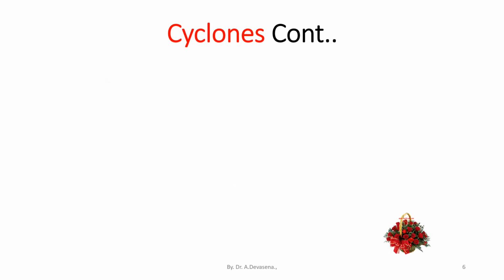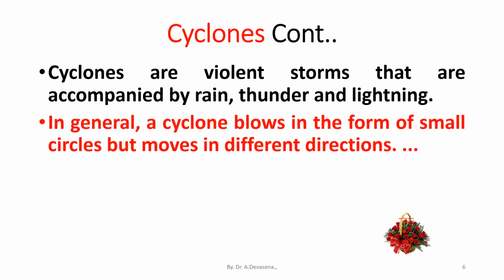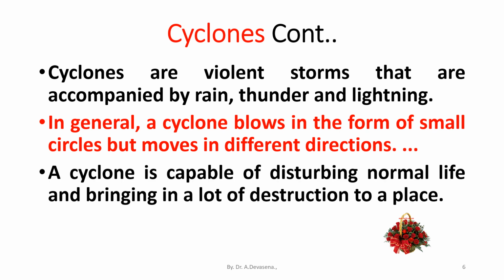Cyclones are violent storms that are accompanied by rain, thunder and lightning. In general, a cyclone blows in the form of small circles but moves in different directions. A cyclone is capable of disturbing normal life and bringing a lot of destruction to a place.